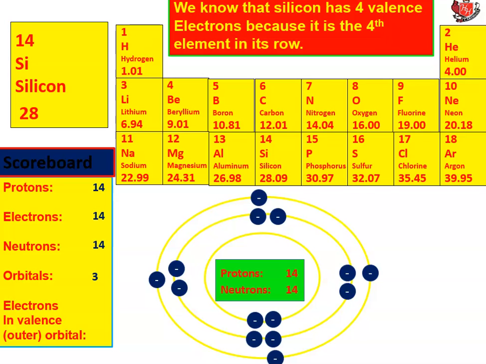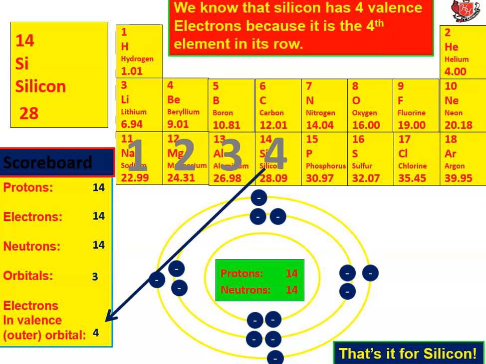Again, you might want to just know how many valence electrons silicon has without drawing this diagram. So you simply count how many positions over silicon is in the 3rd row. If you look at your periodic table, it's the 4th element over in the 3rd row. So that means it has 4 valence electrons. And there we show that right there. And so we've completed our scoreboard, and we have completely drawn our silicon atom.